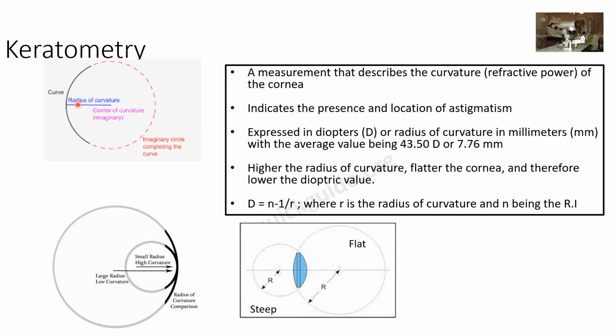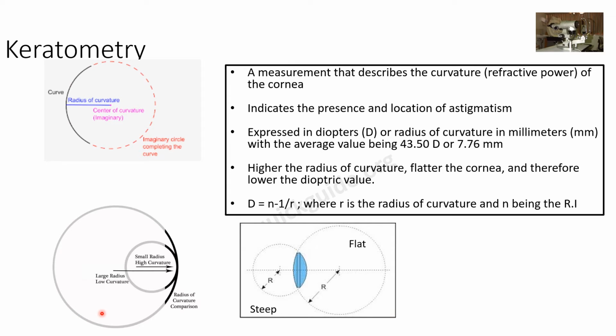From the radius of curvature, the dioptric value of the cornea is then calculated by a formula: D is equal to (n minus 1) by R, where R is the radius of curvature that has been determined by the keratometer, and n is the refractive index of the cornea. n is therefore the conversion factor by which the keratometer converts the radius of curvature into diopters. So the dioptric value of the cornea is equal to n minus 1, where 1 is the refractive index of air, divided by the radius of curvature of the cornea that the keratometer has found.